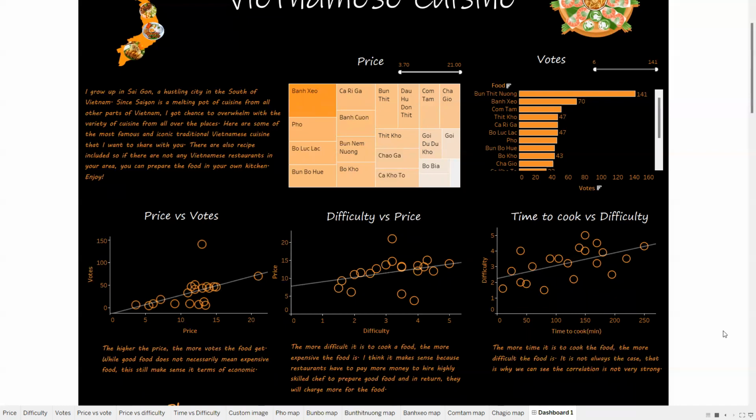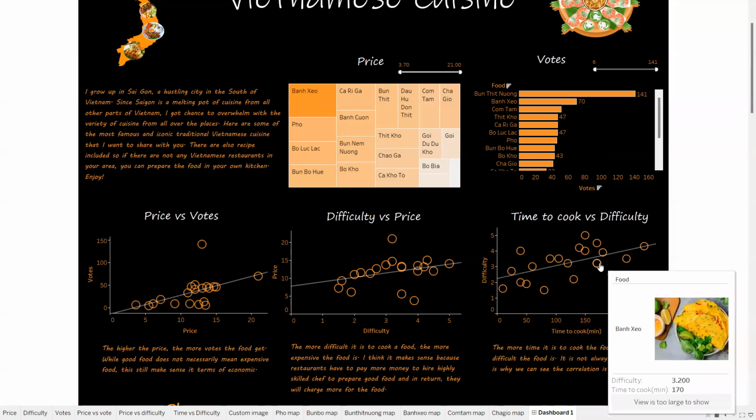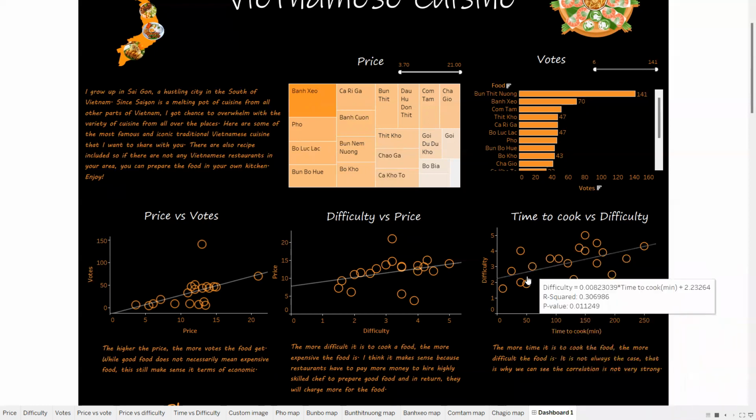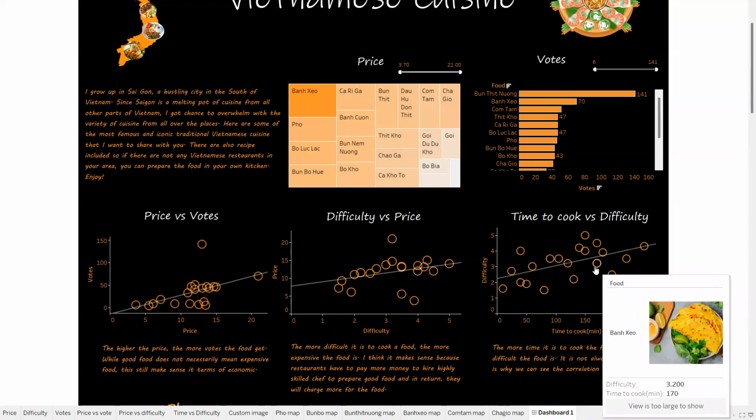And the third chart here is about the time to cook versus the difficulty of cooking the food. So the more time it takes to cook the food, the more difficult the food is. It is not always the case, right? But I think it makes sense. Although the correlation is not very strong, that's why we see the data points kind of scattered, and we can also see the picture of the food when you hover over the data points here.